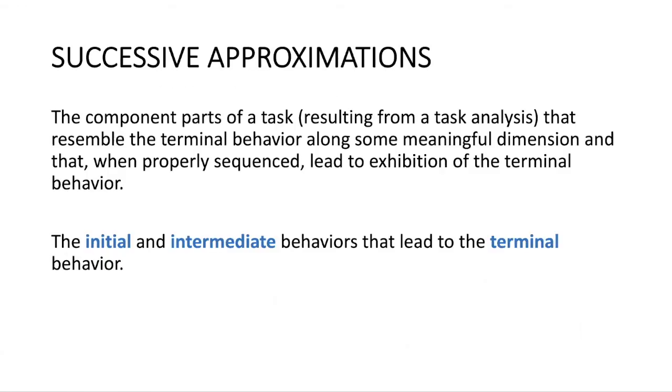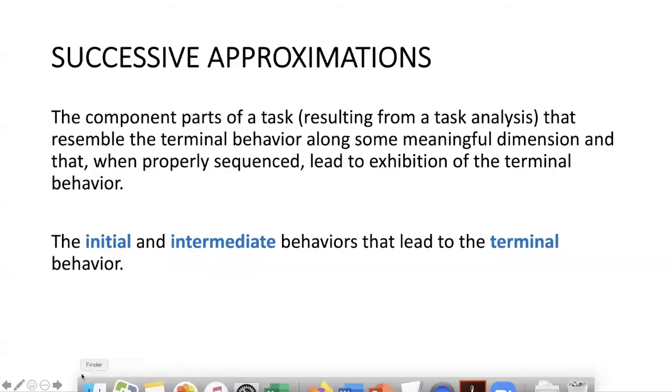Now, successive approximations are the component parts of a task resulting from the task analysis that we talked about that resemble the terminal behavior along some meaningful dimension. So it's getting closer. It's starting to look like that terminal behavior. But when properly sequenced, leads to exhibition of the terminal behavior the way it needs to be exhibited. The initial and intermediate behaviors that lead to the terminal behavior. It's another way to look at it.